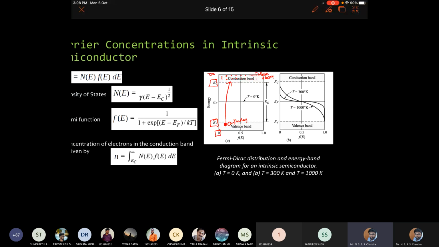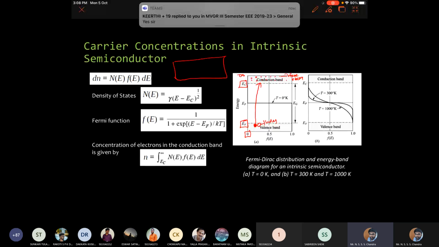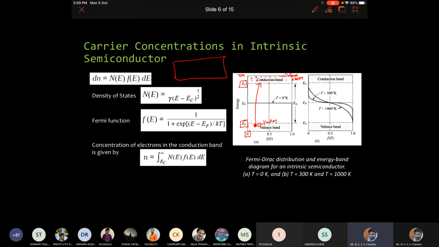Now we shall take one energy band diagram. Let us say this is between the energy levels E and E plus dE. Where the energy varies between E and E plus dE, let the number of electrons present equal dn. This dn is given by N of E into F of E into dE, where N of E is your density of states. If you multiply this density of states with the Fermi function, the probability function, then you will get the carrier concentration.